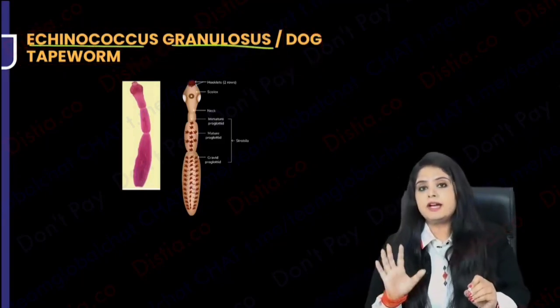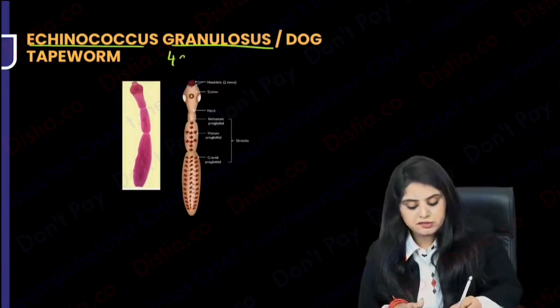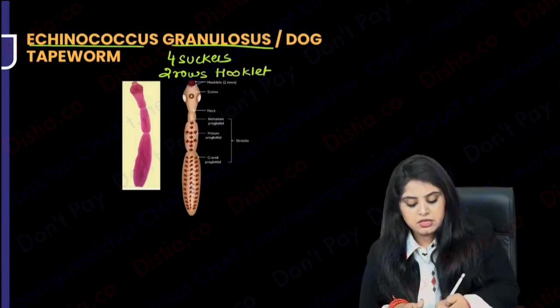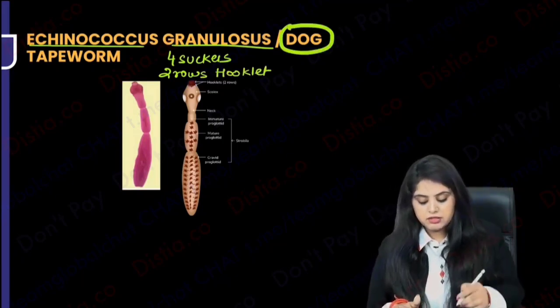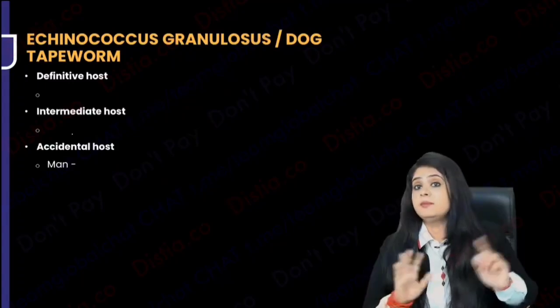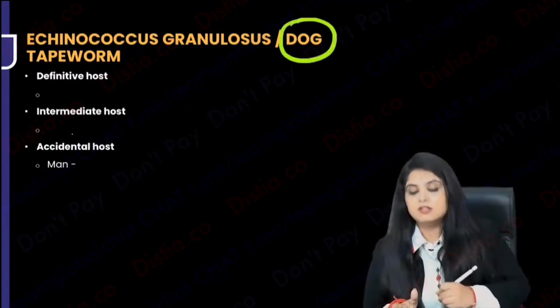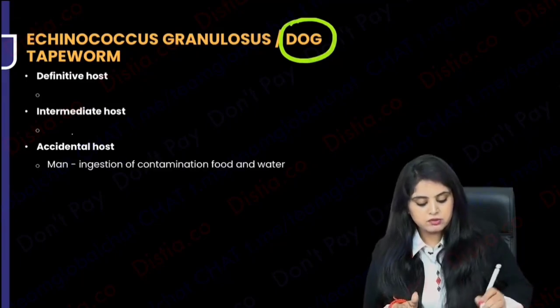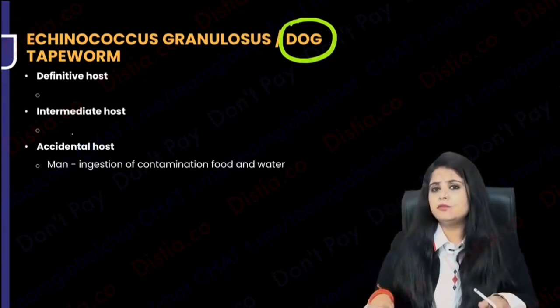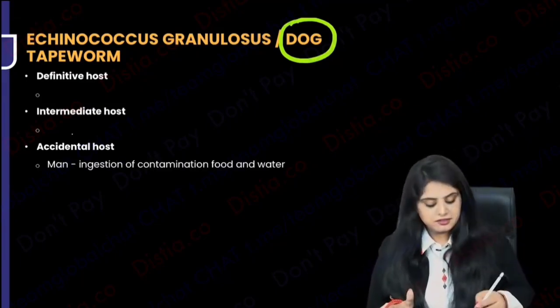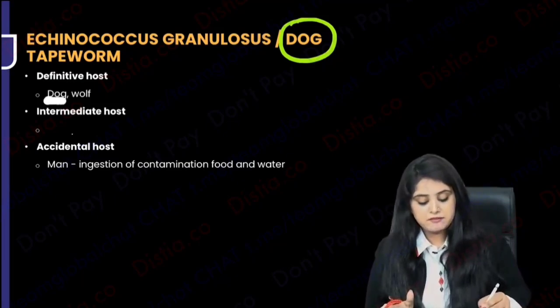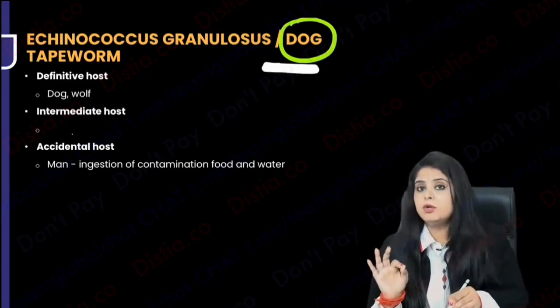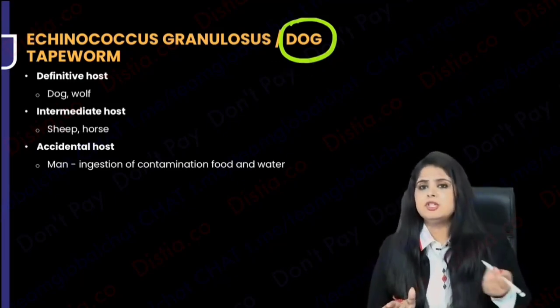So you know for a fact that over here there are 4 suckers and there are going to be 2 rows of hooklets. Everything is going fine. But what was the exception? Why am I calling it dog? Because here the definitive host and intermediate host is not man. The concept of calling it dog was that man is going to be an accidental host by having some contaminated food or water. Man is going to be the accidental host because the definitive host will definitely be the dog. That is why you call it the dog tapeworm. And the intermediate host is sheep and other animals.